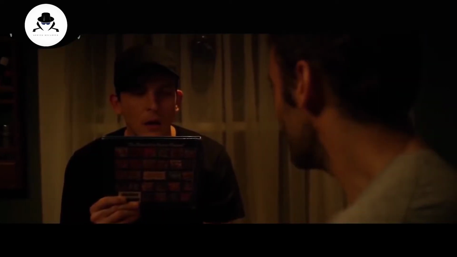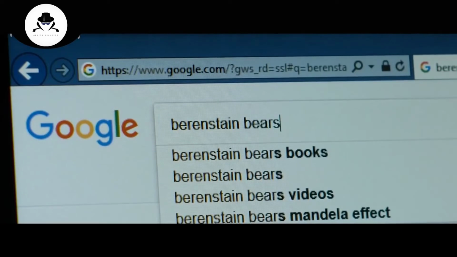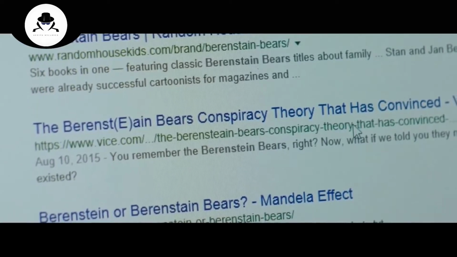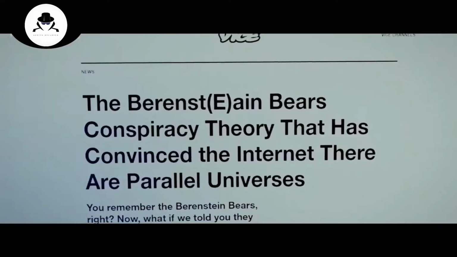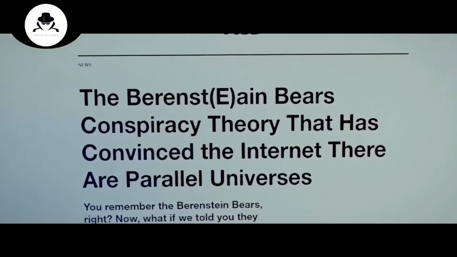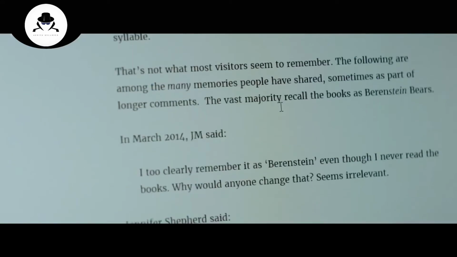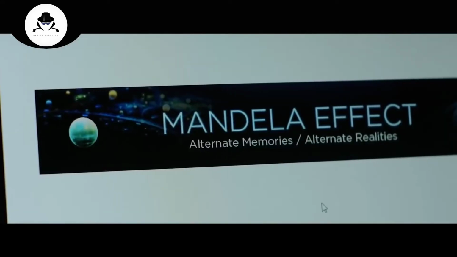Out of curiosity, Brendan tries to find it on the internet. It turns out that there are many people who think that the spelling in the book is Berenstein, with an E. Brendan continues to look for information about it, until he finally finds a theory that explains the incident, namely the Mandela Effect theory.